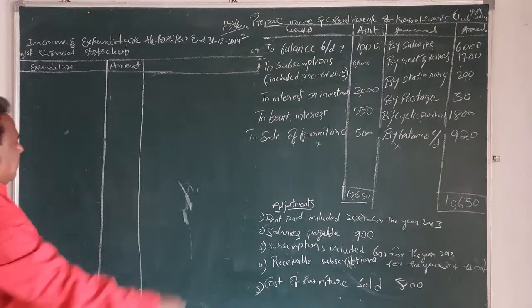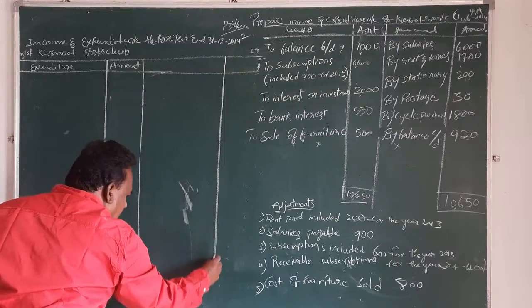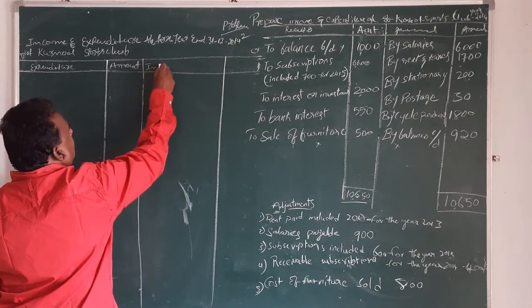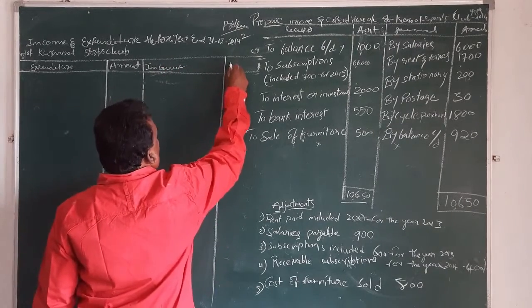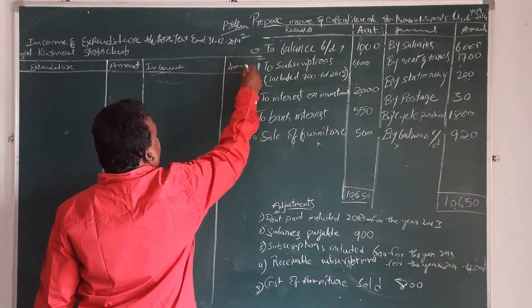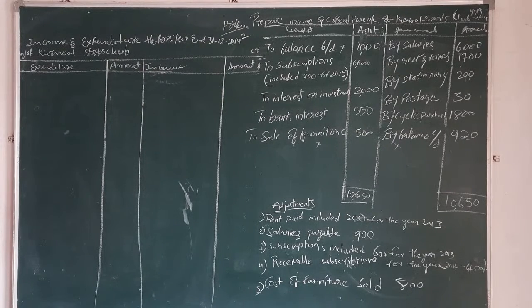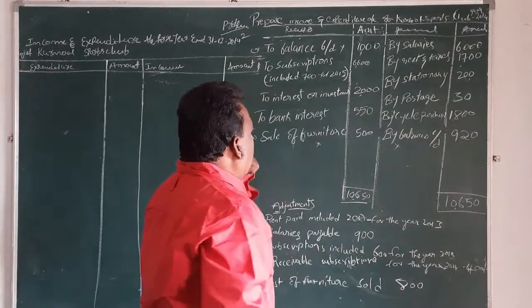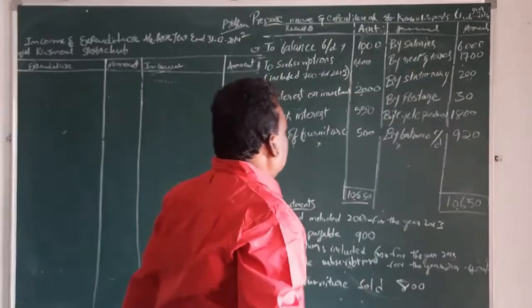Similarly, the credit side has been divided into two parts. Income, amount. First of all, we will record the expenditure particulars from the credit side of the receipts and payments account. Okay? Here, the credit side of receipts and payments account, by salaries.